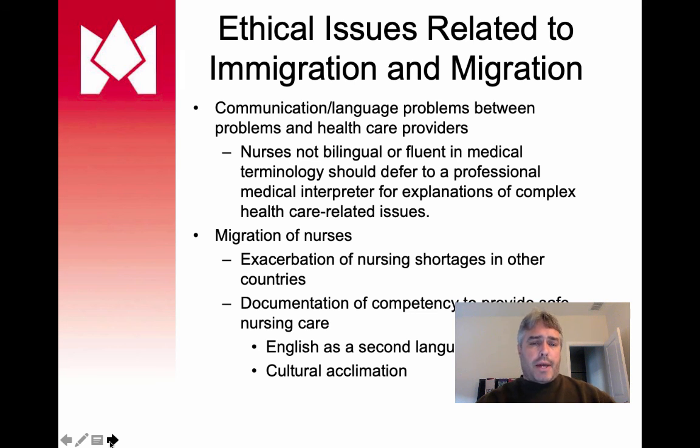Another one of the problems is the migration of nurses. So we have these shortages of nurses in other countries, and we have nurses coming from one country to another. And again, there may be communication or language problems if they don't understand the language fully. And also, there might be a problem with documentation to provide safe nursing care. In other words, if somebody speaks English as a second language and they're trying to chart something, or even looking at the medical terms, they may not fully understand what those medical terms are or what they need to chart.